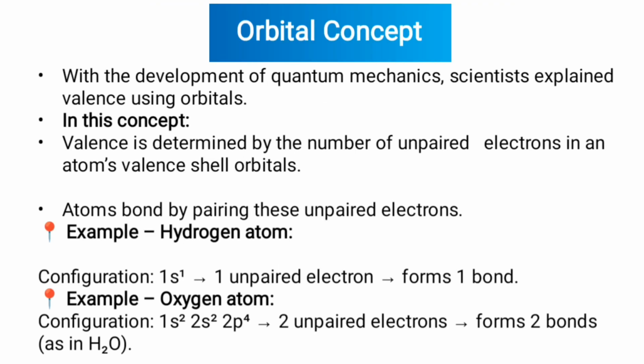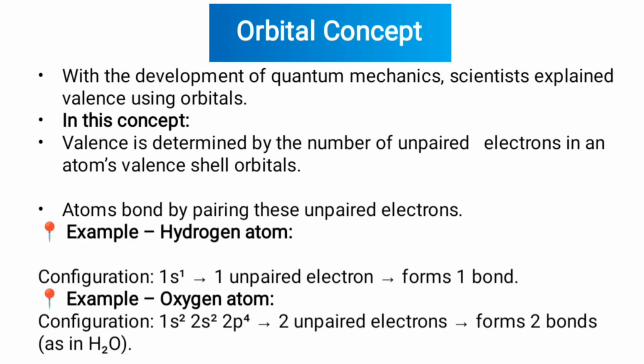Now, what is the orbital concept, student? With the development of quantum mechanics, scientists explain valence using orbitals. In this concept, valence is determined by the number of unpaired electrons in an atom's valence shell orbitals. But dear student, atoms bond by pairing these unpaired electrons.